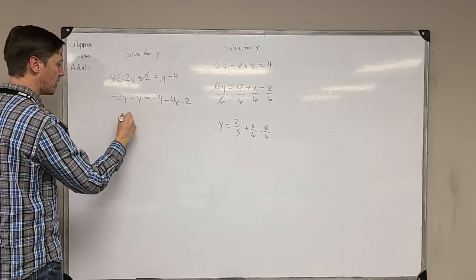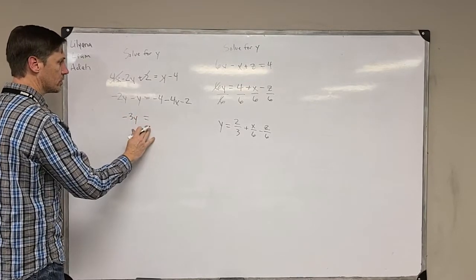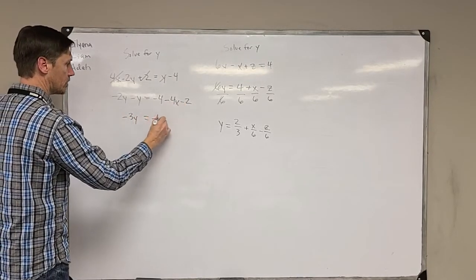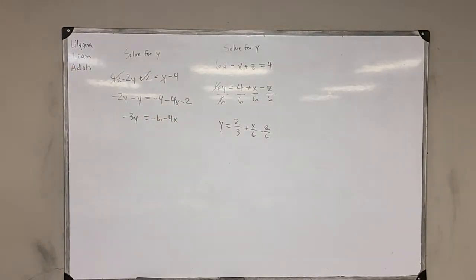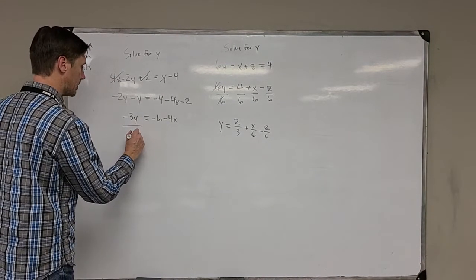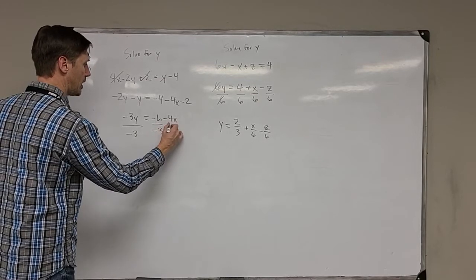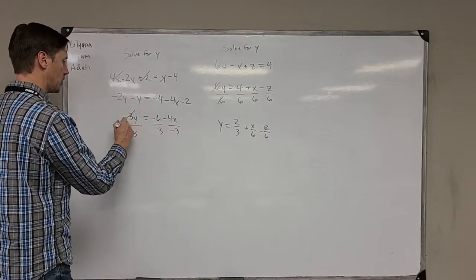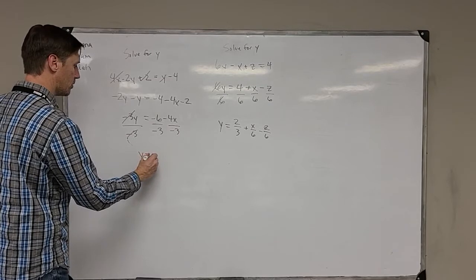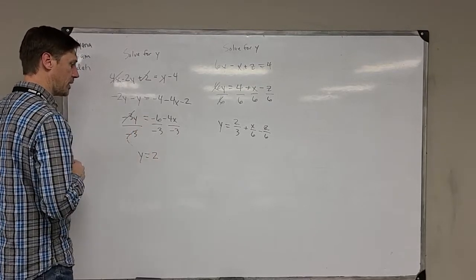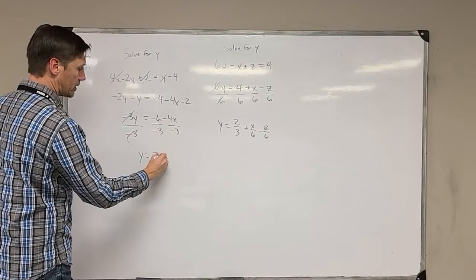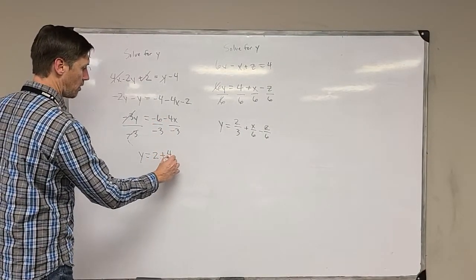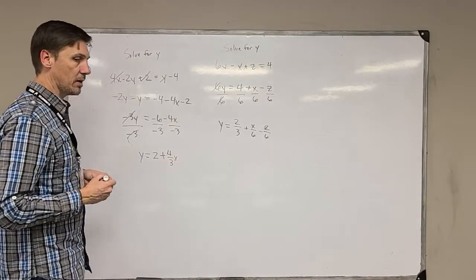This becomes negative 3y equals negative 4 minus 2 is negative 6 minus 4x. Right? Everybody see that? And then I want to get the y by itself, so my last step is I'm going to divide every term by negative 3. All right? So my 3's cancel out there, and I'm left with y equals positive 2, because negative 6 divided by negative 3 is a positive 2. A negative 4 divided by negative 3 is going to be a positive 3, so positive 4/3 x would be my final answer for that one.